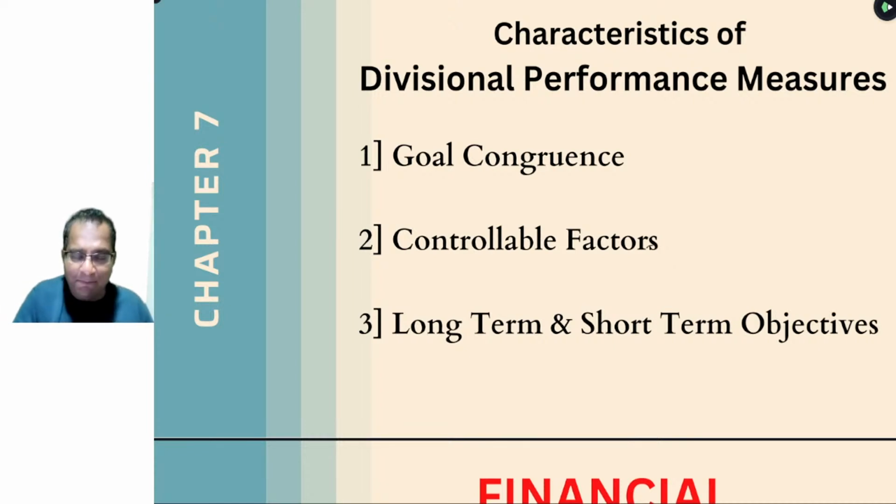The distinction between controllable cost and uncontrollable cost is from the viewpoint of a particular department. Once again, I am repeating, no cost is uncontrollable from the viewpoint of the company. Each and every cost is controllable from the viewpoint of the company. Controllable and uncontrollable are with respect to a particular department.